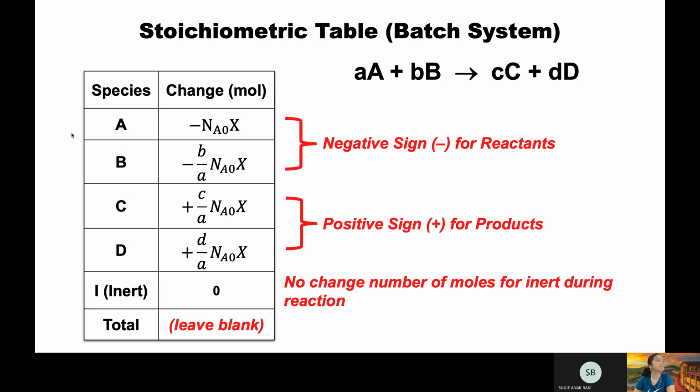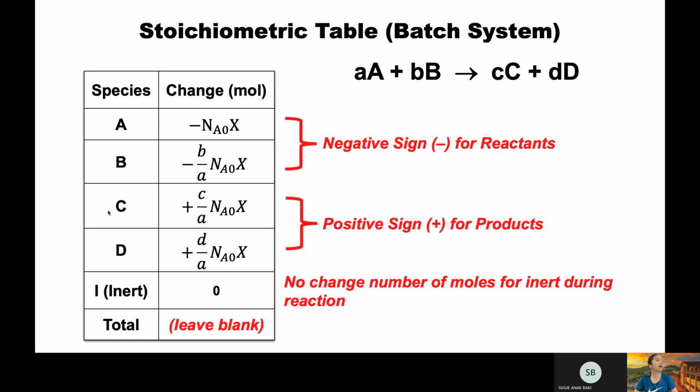Okay. Next is C and D. So C and D is product in this example. So kalau C dan D adalah product, naturally for the change, dia akan tambah bilangan mol tu. Means during the reaction, while A and B will decrease the moles, the C and D will increase sebab dia akan terhasil. So how much is the increment of the mole is plus. So jadi plus sebab dia product dia akan bertambah.